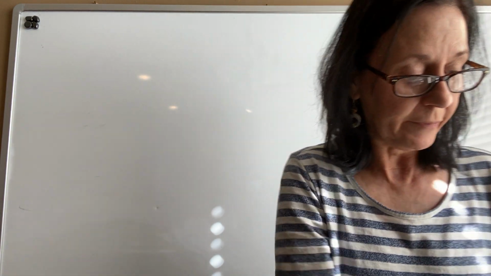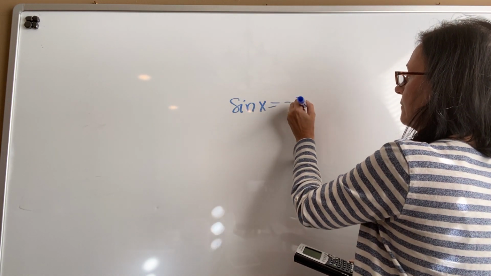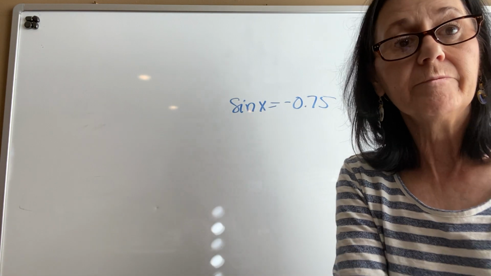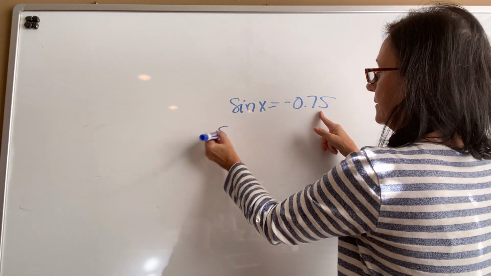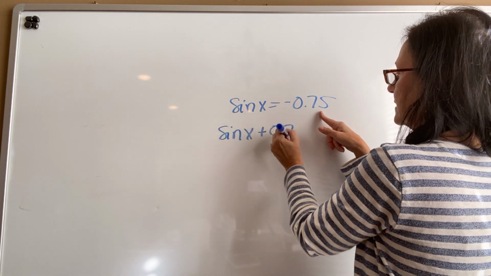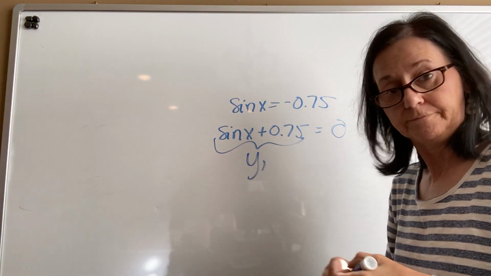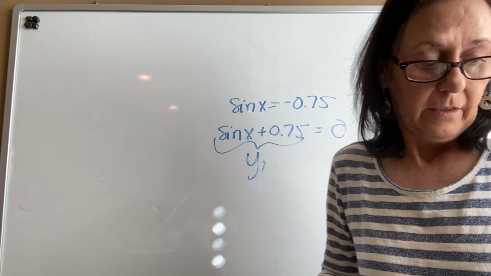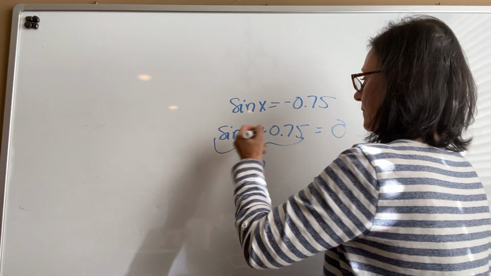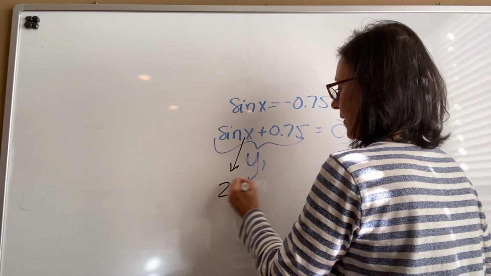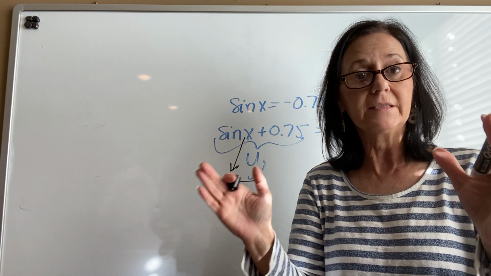All right, so looking at example 2, we have the sine of x equals negative 0.75. I want all of my terms on one side of the equal sign set equal to 0. So I'll add 0.75, set it equal to 0. This is what goes in y sub 1. All right, and then I take note of my period. My period is 2 pi because this is 1. So on my window, I absolutely want to see 0 to 2 pi. That's going to be one cycle.